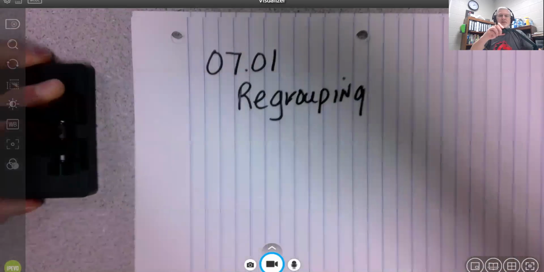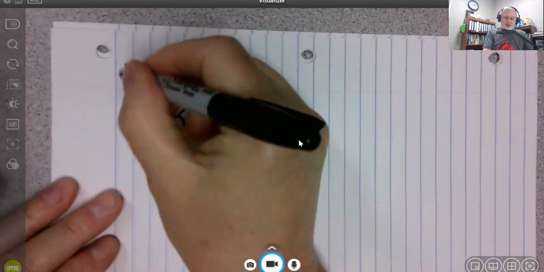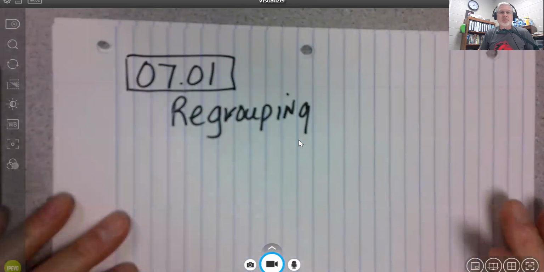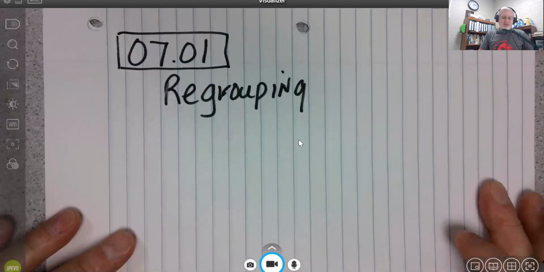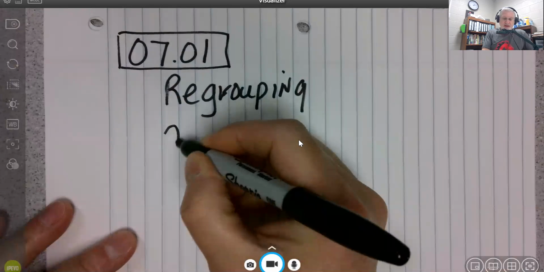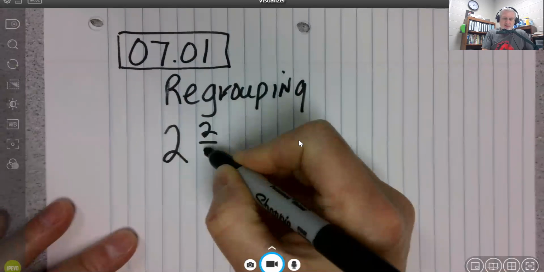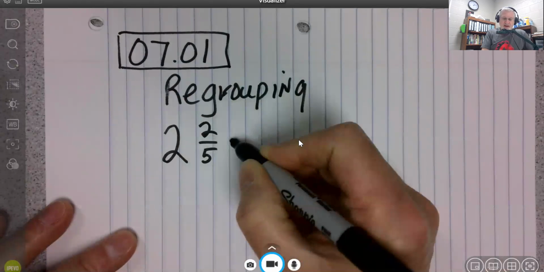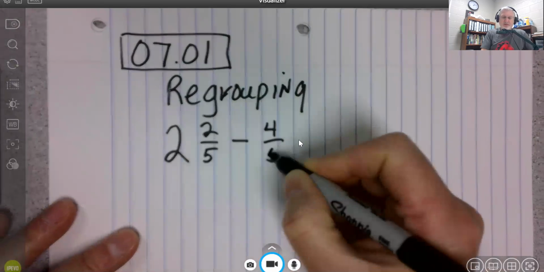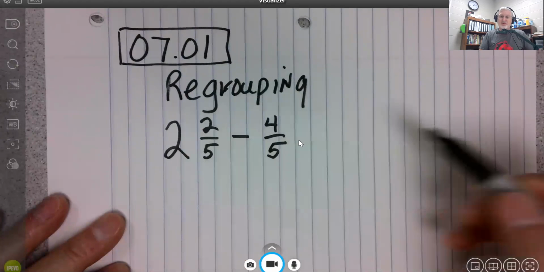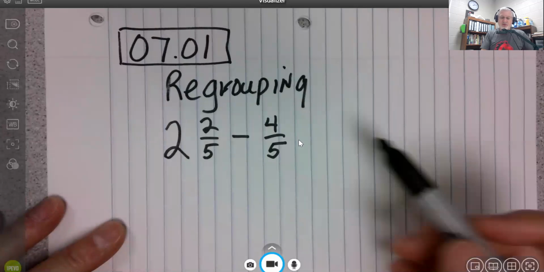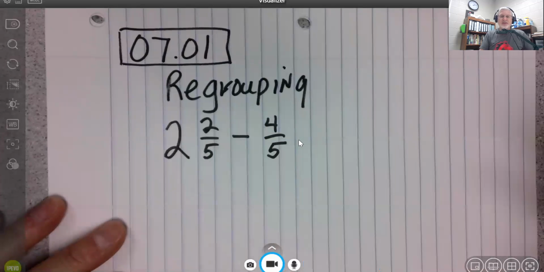Okay, I'm going to switch my screen so you can see my hover cam. All right. So in this exercise, I'm going to show you how to regroup a mixed number so you can subtract. All right. So I'm going to give some examples. Say I'm going to have 2 and 2 fifths, and I want to subtract 4 fifths from that number. All right. I cannot take 4 from 2. That is not possible. Otherwise, you just can't.